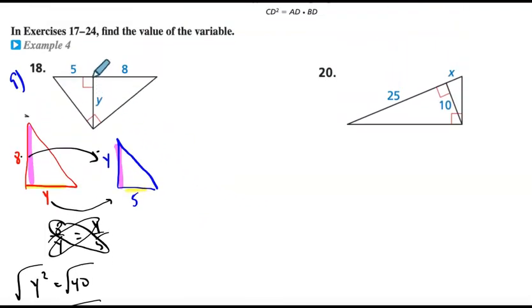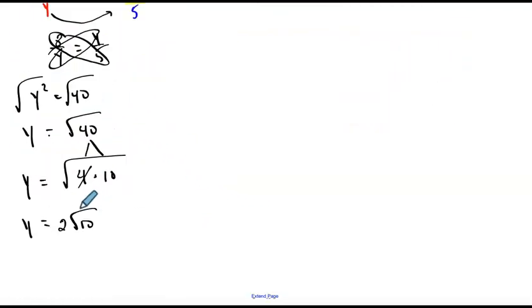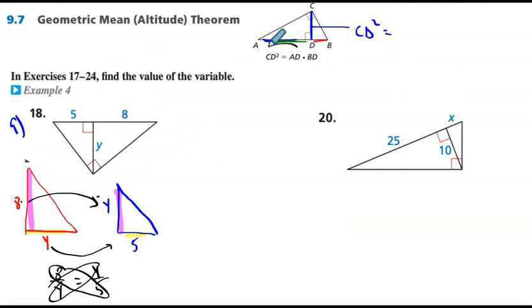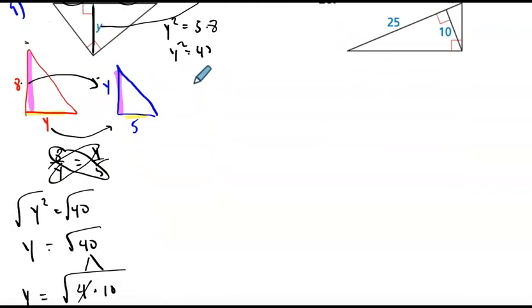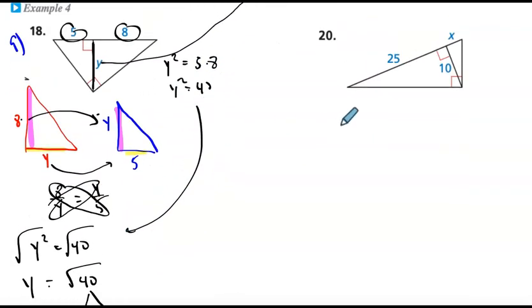Alright, and this is really just this formula here. Look what happens. CD squared. This piece here is what they're referring to as your CD. So y squared is equal to AB times BD, which is 5 times 8, or y squared is equal to 40, which is really just what I just did here with the proportion.